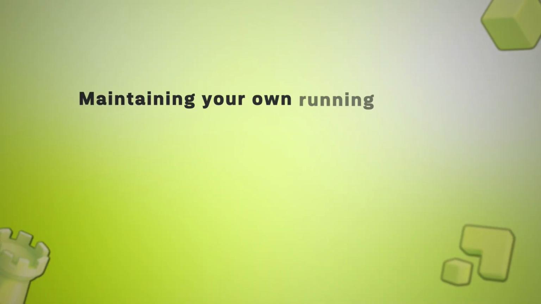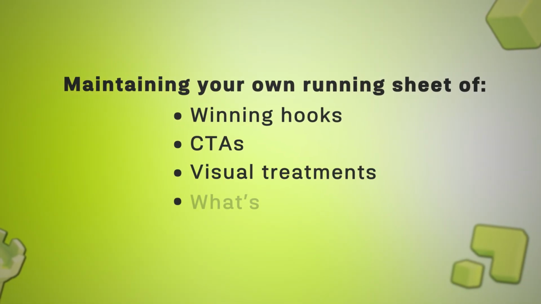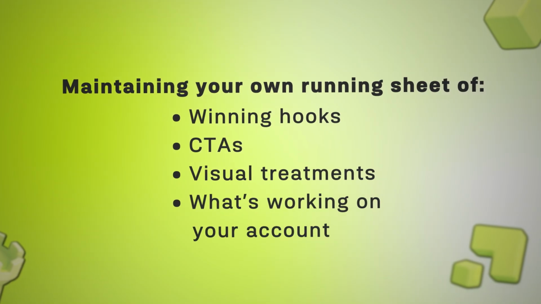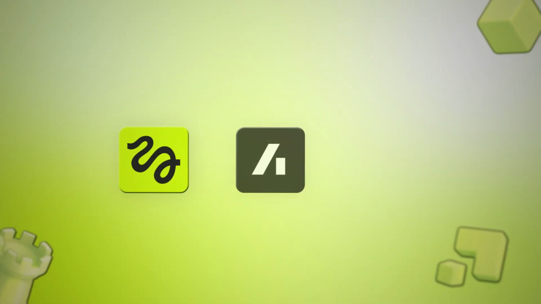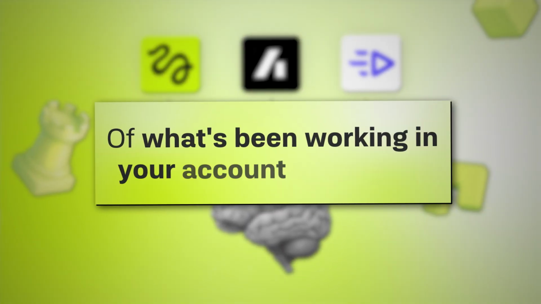That means maintaining your own running sheet of winning hooks, CTAs, visual treatments, and anything else that's been working in your account, and writing a fresh prompt every time you want a new creative generated. Then, a week later, when you have new performance data, you start the entire process over from scratch, because none of these tools have any memory of what's been working in your account before now.